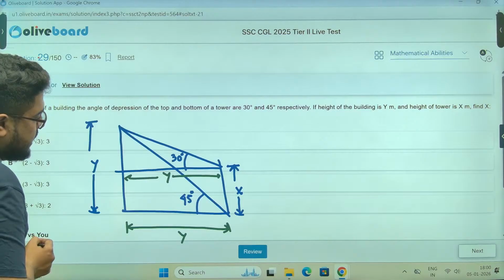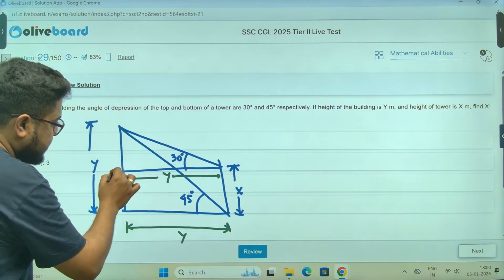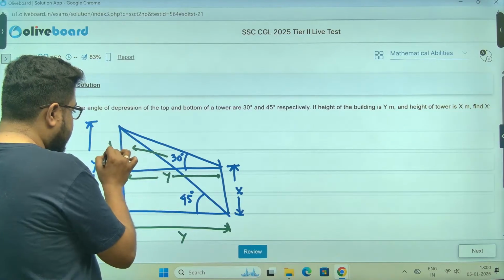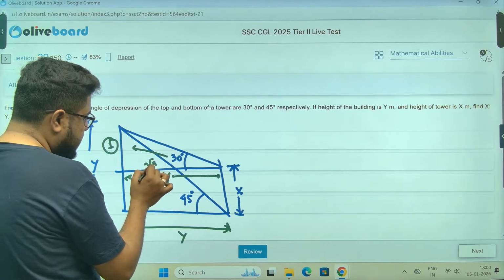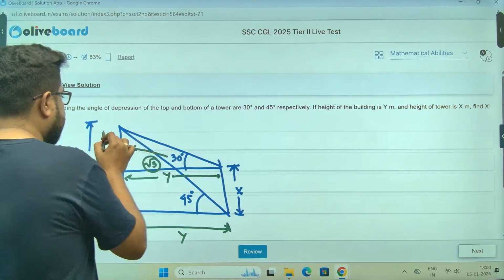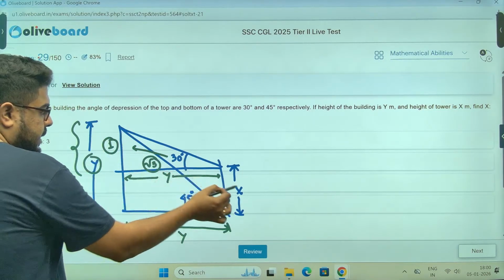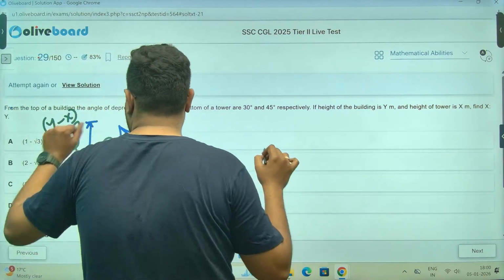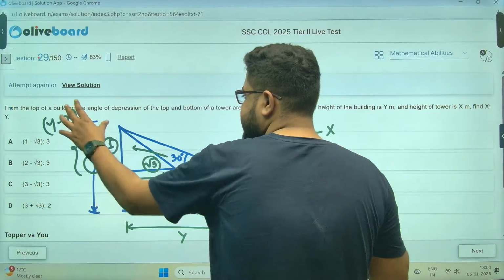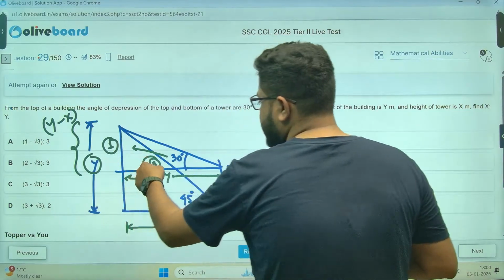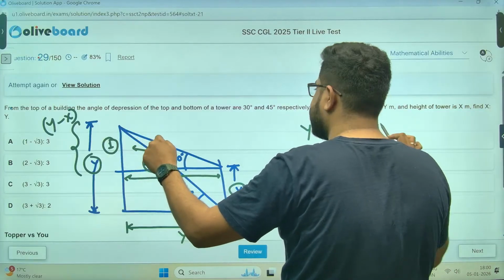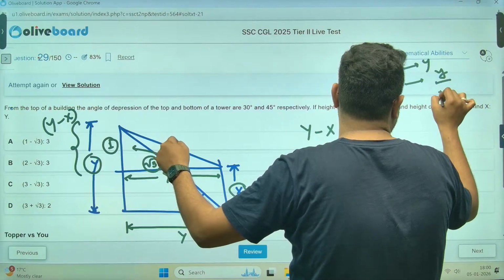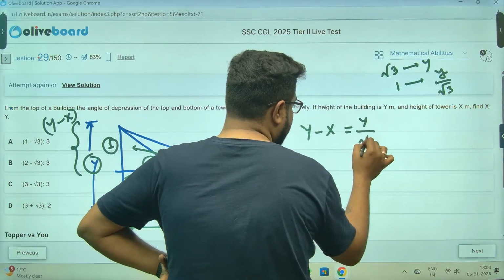So that means this is also Y, sir. Right? Now this is 30 degree, meaning, sir, the opposite side is 1 unit and this is root 3 units. And this particular part is total Y, this much is X. So this is Y minus X. Now can I say this bit, root 3 parts, is equal to Y? So one part will be equal to how much? Root 3 part is equal to Y, so 1 will be Y by root 3, sir.